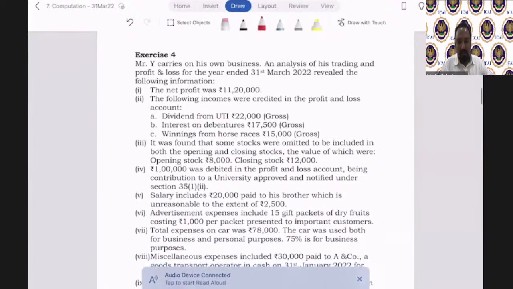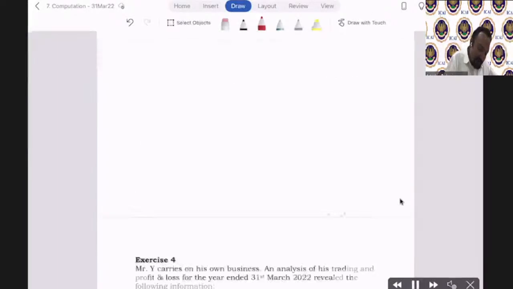Y is carrying on a business, which is his own business. An analysis of his trading and profit and loss account reveals the net profit was 11,20,000.